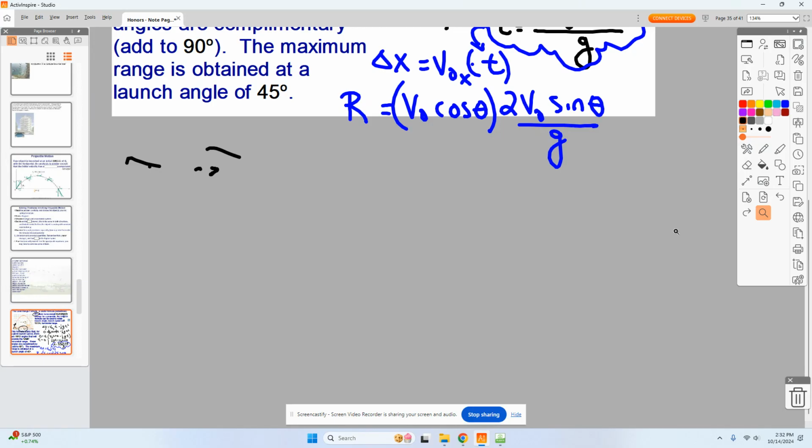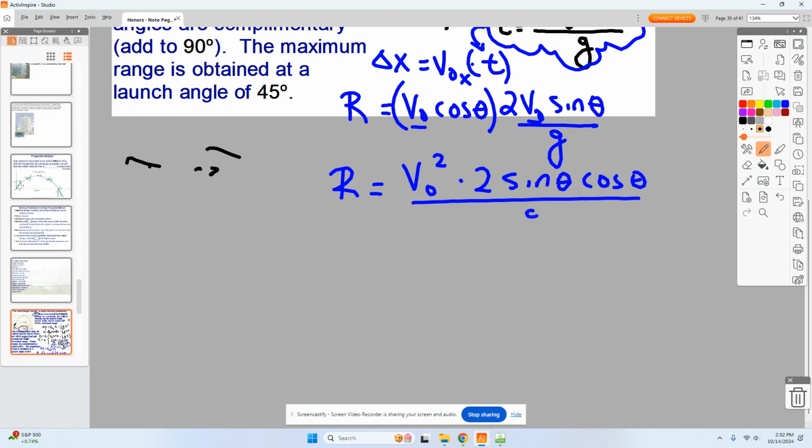And the reason I might group those is because there's a trig identity that some of you might recognize if you've been through a trig class. You may recognize this trig identity. So r, the horizontal range, is equal to v naught squared multiplied by 2 sine theta cosine theta, and then divide that by g.